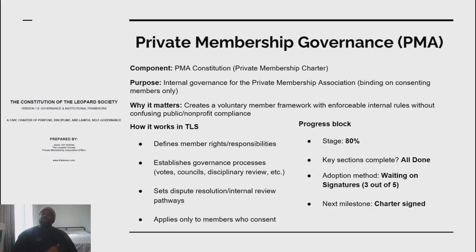So again, how does this work for the Leopard Society? It defines member rights and responsibilities, establishes governance processes, sets dispute resolution and an internal review pathway, and applies only to members who consent. Currently, for the Leopard Society, we're at 80% completion with this layer. Our current charter is out for signatures. We have 3 out of the 5, waiting on 2 more. After we get the final signatures, we will publish that Constitution within our Discord and then draft up the contracts for the first members to give consent and sign, including myself.